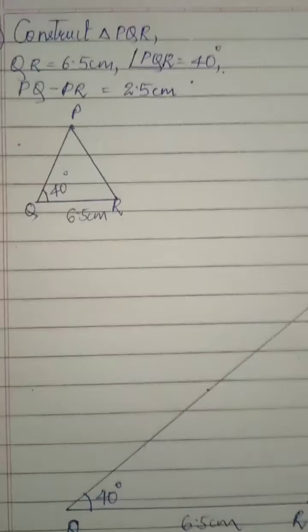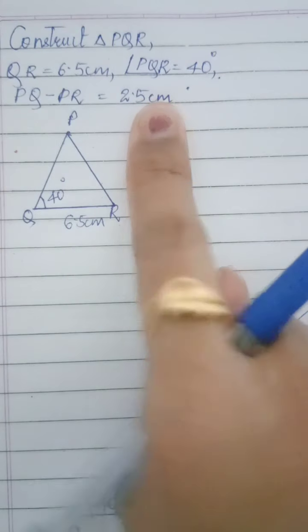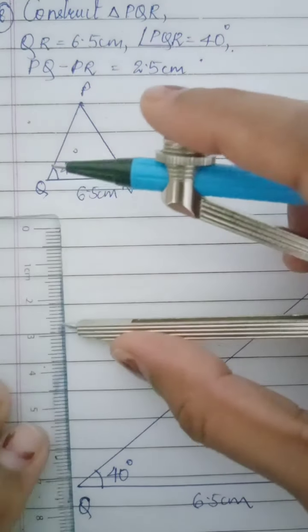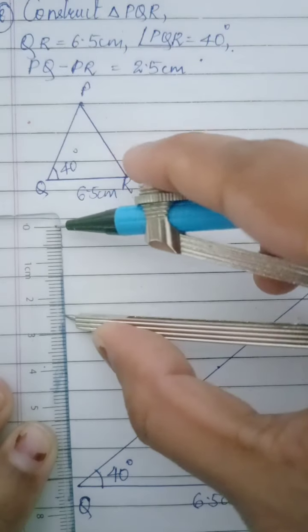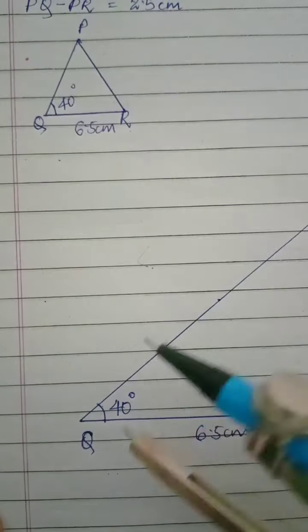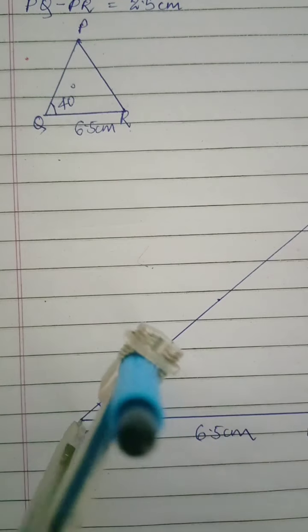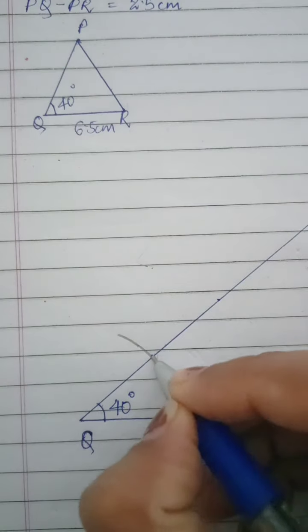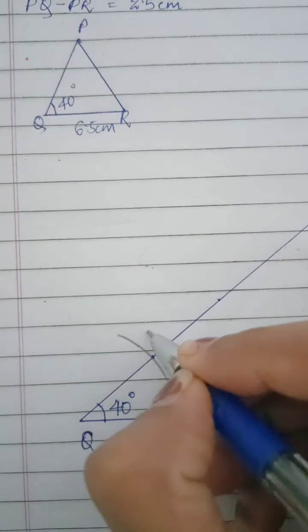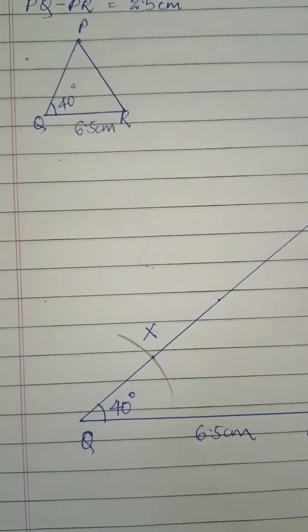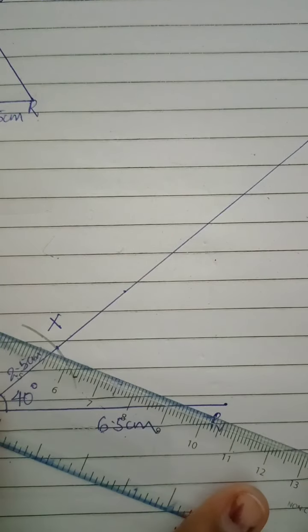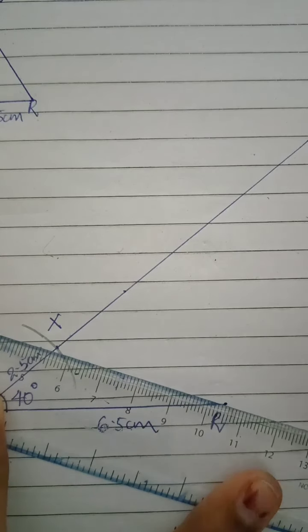Okay. Now the difference between the other two sides is given as 2.5. Next, what is the step? Take your compass. Take 2.5 on your compass, and keep the compass point at point Q. Draw the arc. This is point P. No, this is another point. Let us take it as X this time. This is 2.5 centimeter. Now you will join the remaining 2 points X and R and you will draw the perpendicular bisector for XR.